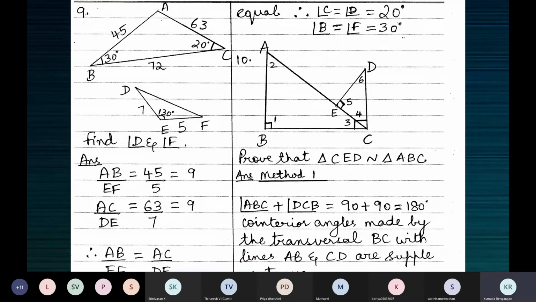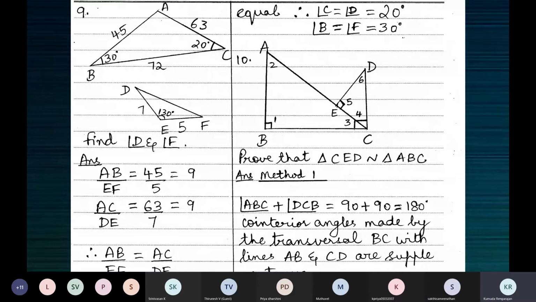In the small triangle, is my voice clear, children? Yes, ma'am. Okay. In the small triangle, angle 5 is equal to 90 degrees. Then angle 4 plus angle 6 is equal to? No. What is the magnitude? What will be the value of angle 4 plus angle 6? 90. Yeah. Okay.